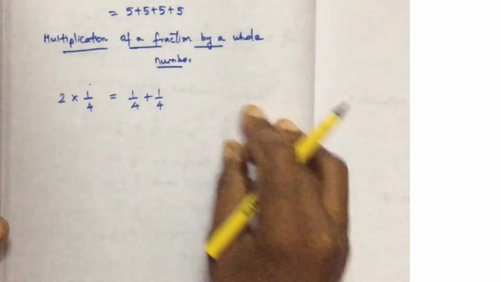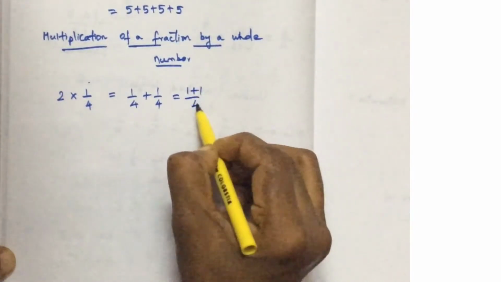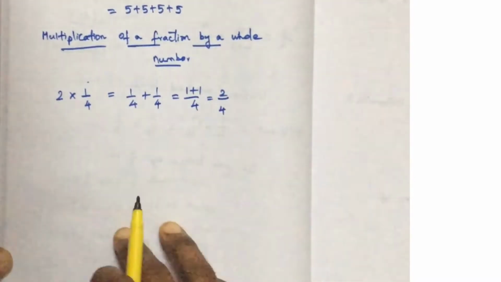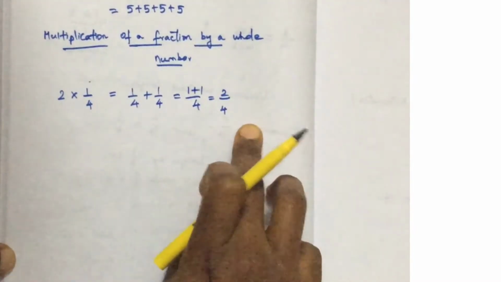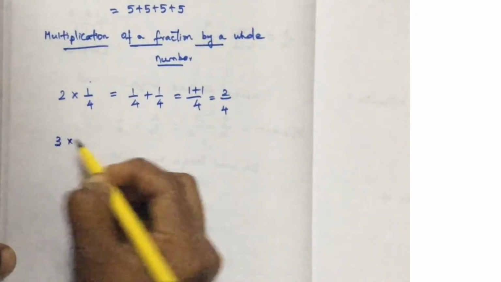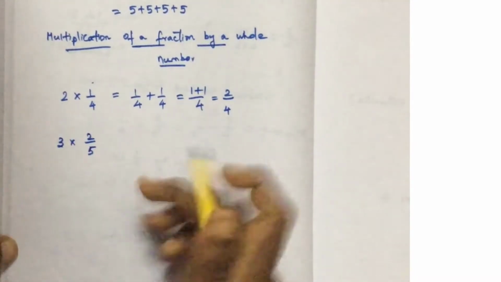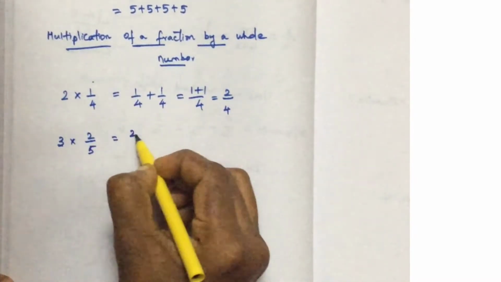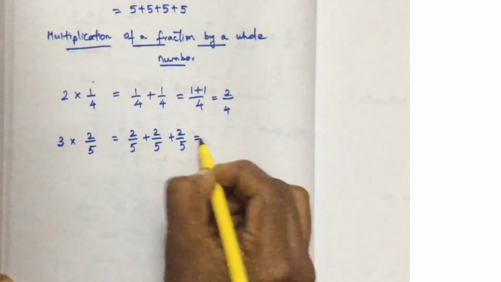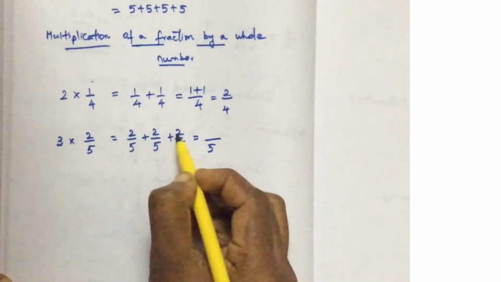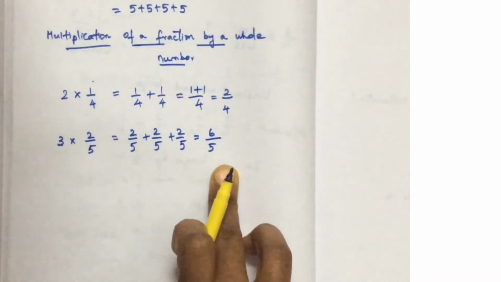Now we know how to add this. The denominators are the same, so 1 plus 1 by 4 is equal to 2 by 4. So 2 multiplied by 1 by 4, the answer is 2 by 4. Let me take some more examples. 3 multiplied by 2 by 5. So 2 by 5, I am adding 3 times. 2 by 5 plus 2 by 5 plus 2 by 5 is equal to, here it is 5, 2 plus 2 plus 2 is 6 by 5. So 3 multiplied by 2 by 5 will give 6 by 5.